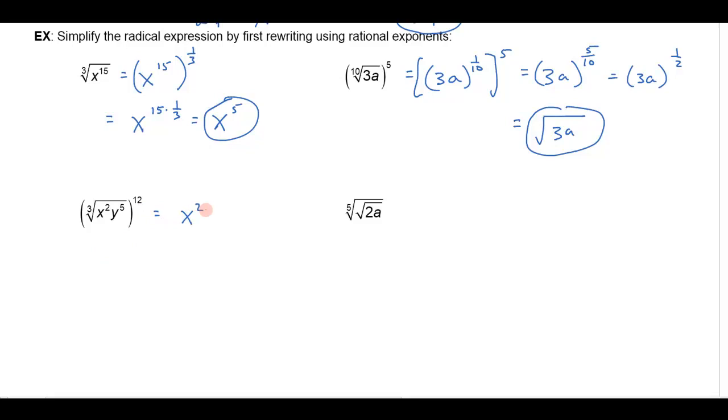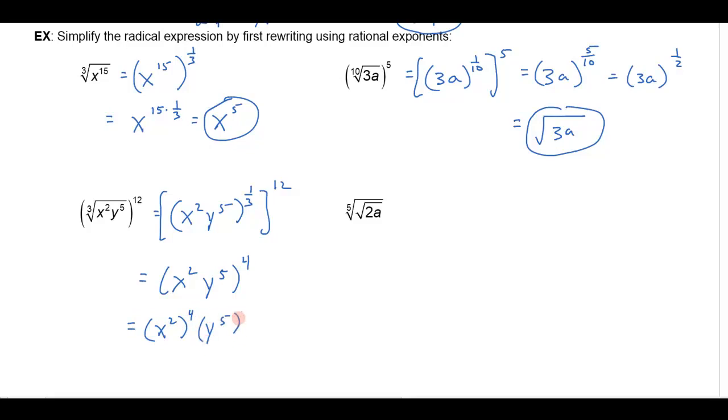All right, so you can probably see here in the same way, this is going to give me x squared y to the 5th, all that to the 1/3. And if I raise that to the 12th power, then I can multiply my exponents. That'll give me x squared y to the 5th to the 4th power. Then I can go ahead and distribute this 4. This will be x squared to the 4th times y to the 5th to the 4th. Or finally, x to the 8th, y to the 20th.